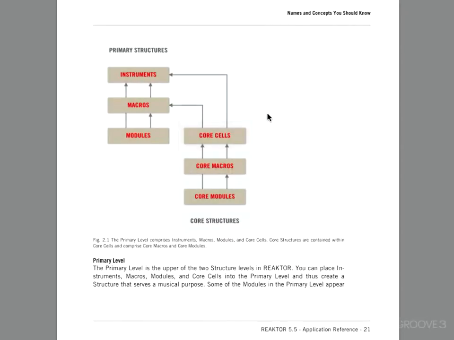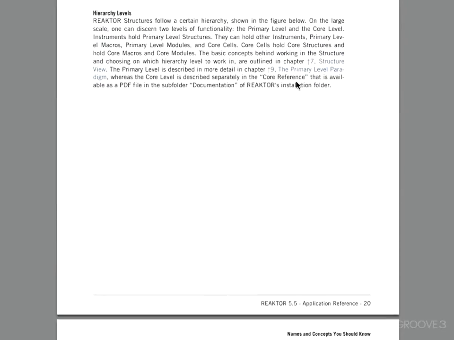Great, so now that we've covered ensembles and instruments, it's a good time to talk about macros. And to do this, let's flip over to Reaktor's application reference. On page 21, we have this very useful diagram of the two main structure levels in Reaktor. And if we flip up to page 20, there's this brief summation of these two levels.